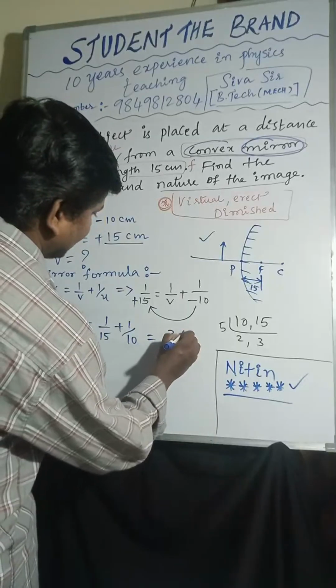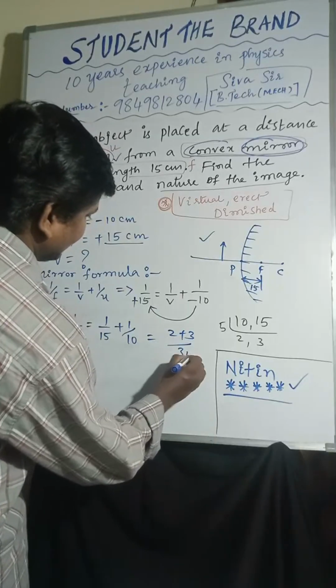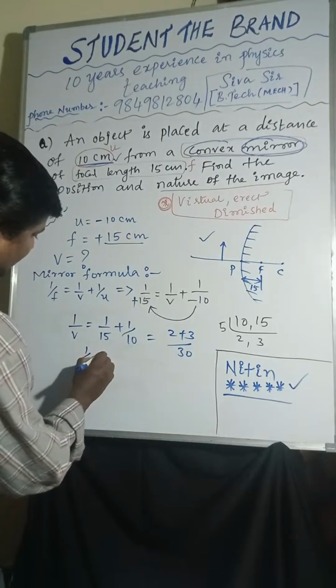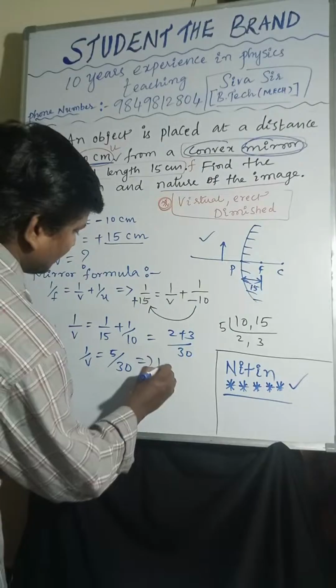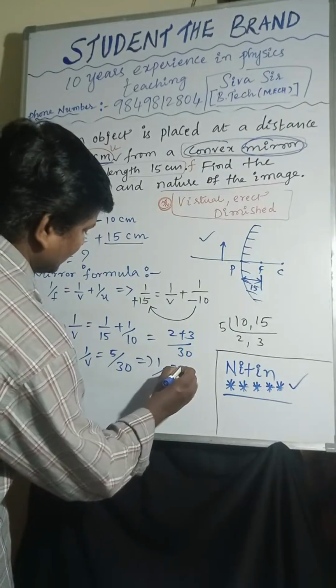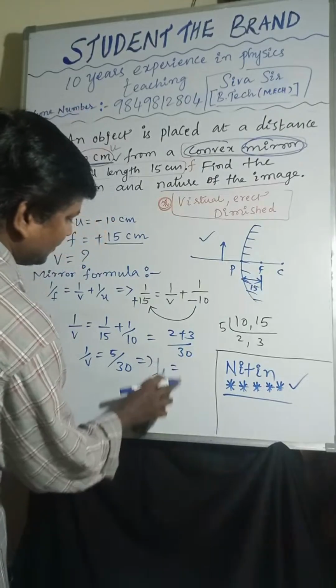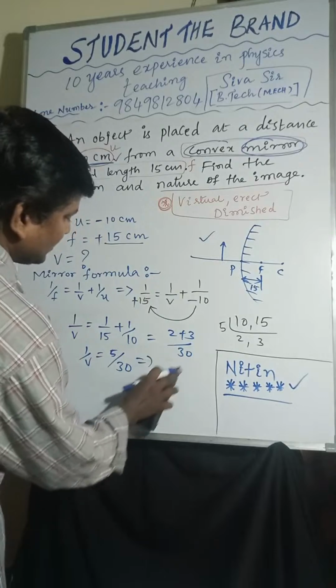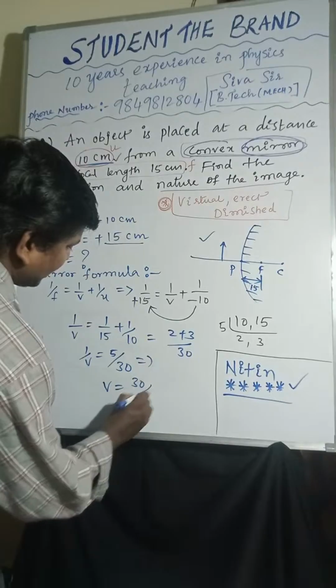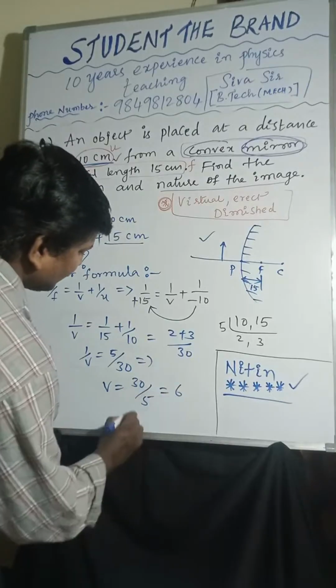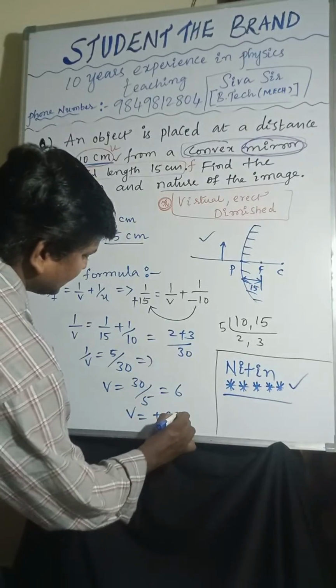So 2 plus 3, that is 30. Now 1 by V equal to 5 by 30. That is nothing but 1 by V equal to... So V value we want. V value equal to 30 by 5. So 6. V equal to positive 6.